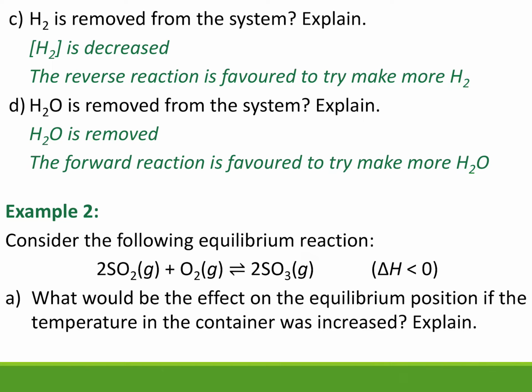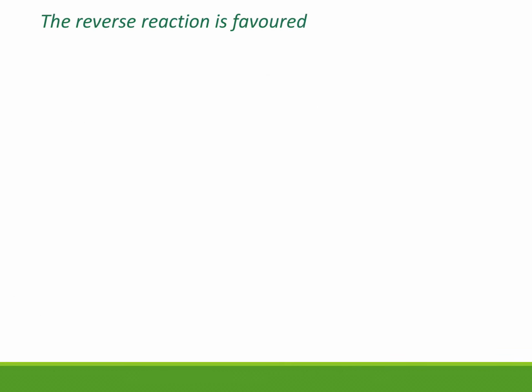Consider the following equilibrium reaction. So now we've got the making of SO3. What would be the effect on the equilibrium position? In other words, are we going to make more reactant or product if the temperature in the container was increased? Well, delta H is negative. That means the forward reaction was exothermic. I've increased the temperature. It's got to favor the endothermic reaction, so it's going to favor making reactants. So the reverse reaction is favored.